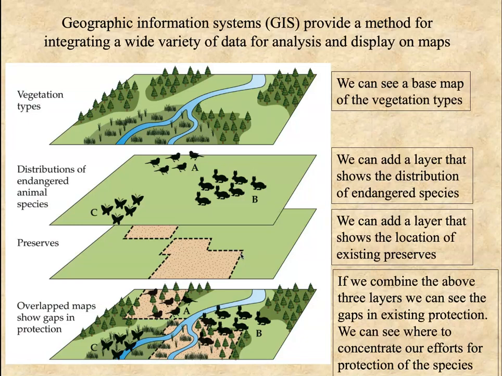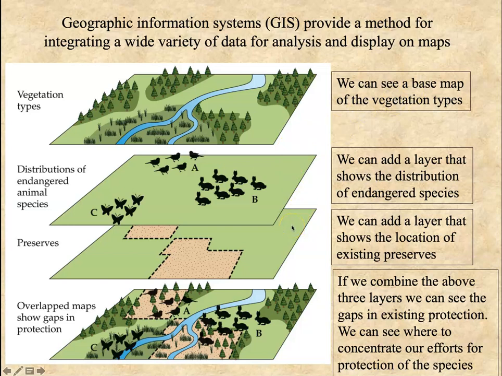And so as an illustrated example, we can look at different layers of maps that can be created in GIS and then combined into one layer. The top layer is a map of the vegetation types in a particular area. The next map is a map of a distribution of endangered species. And in this example, we have 3 different endangered species in our landscape.